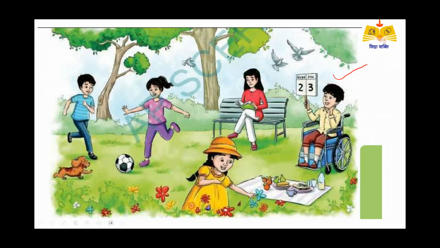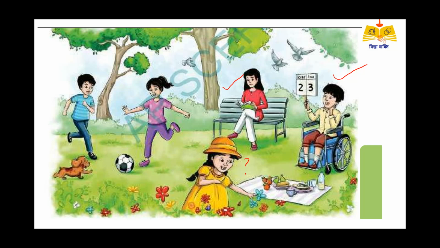Here, we see a woman reading a book. Okay, na? And here you guess the action that this little girl is doing. The kids are playing. Okay. The birds are flying in the sky. A boy is holding a scorecard. And then this girl has some flowers in her hand. So you observe this picture for some time.